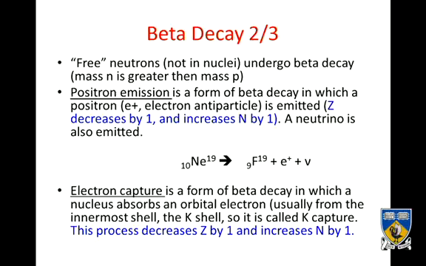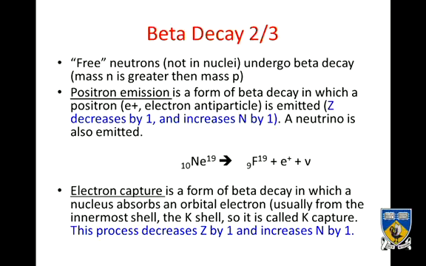There is a third sort of beta decay, which we should just know exists, called electron capture, in which a nucleus absorbs an orbital electron, one that's fairly close to the nucleus, of course, and that's called K capture because it's usually from the K shell. This process decreases Z by 1 because you've put an electron on the nucleus, and it increases N, the number of neutrons, by 1 because that electron becomes a proton.